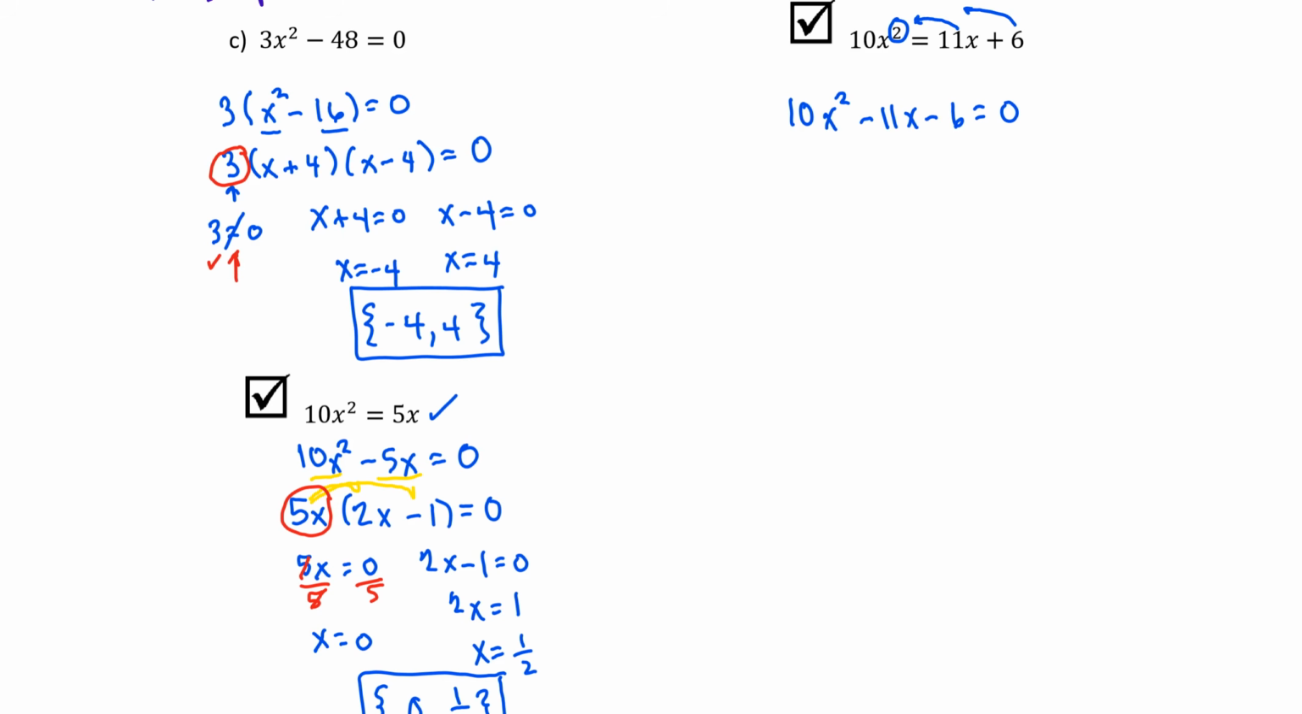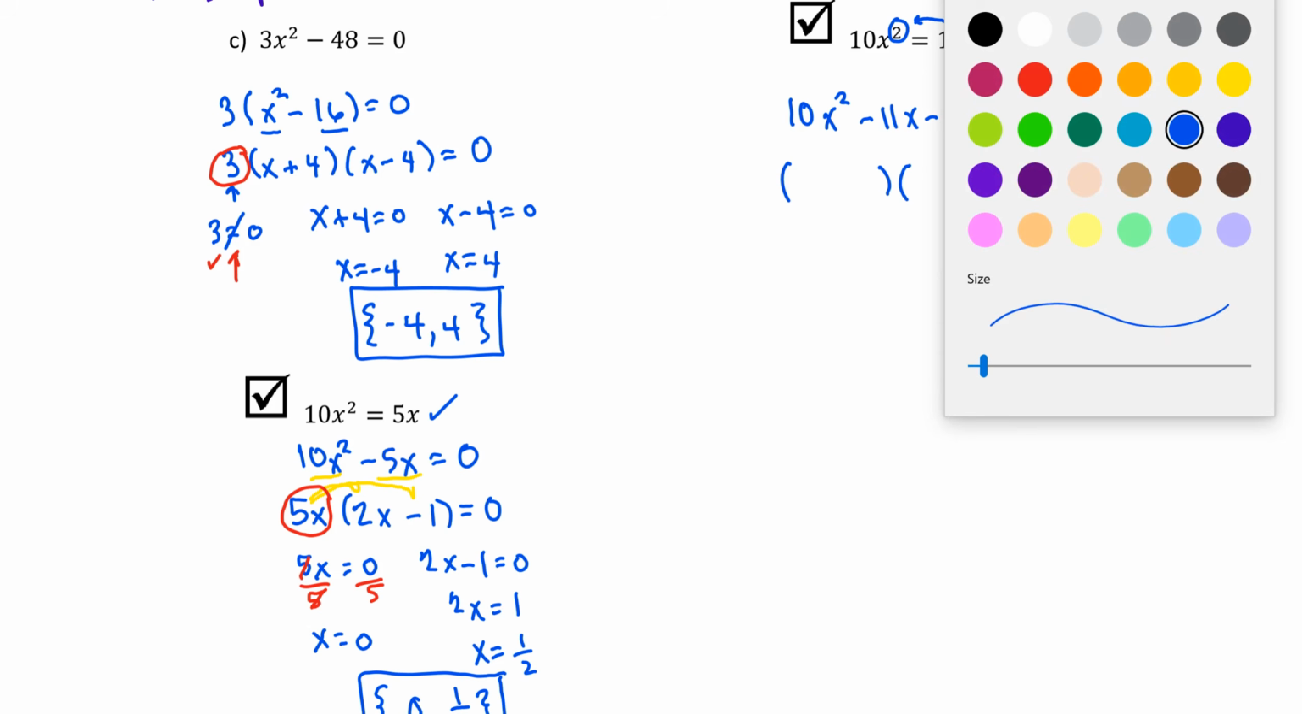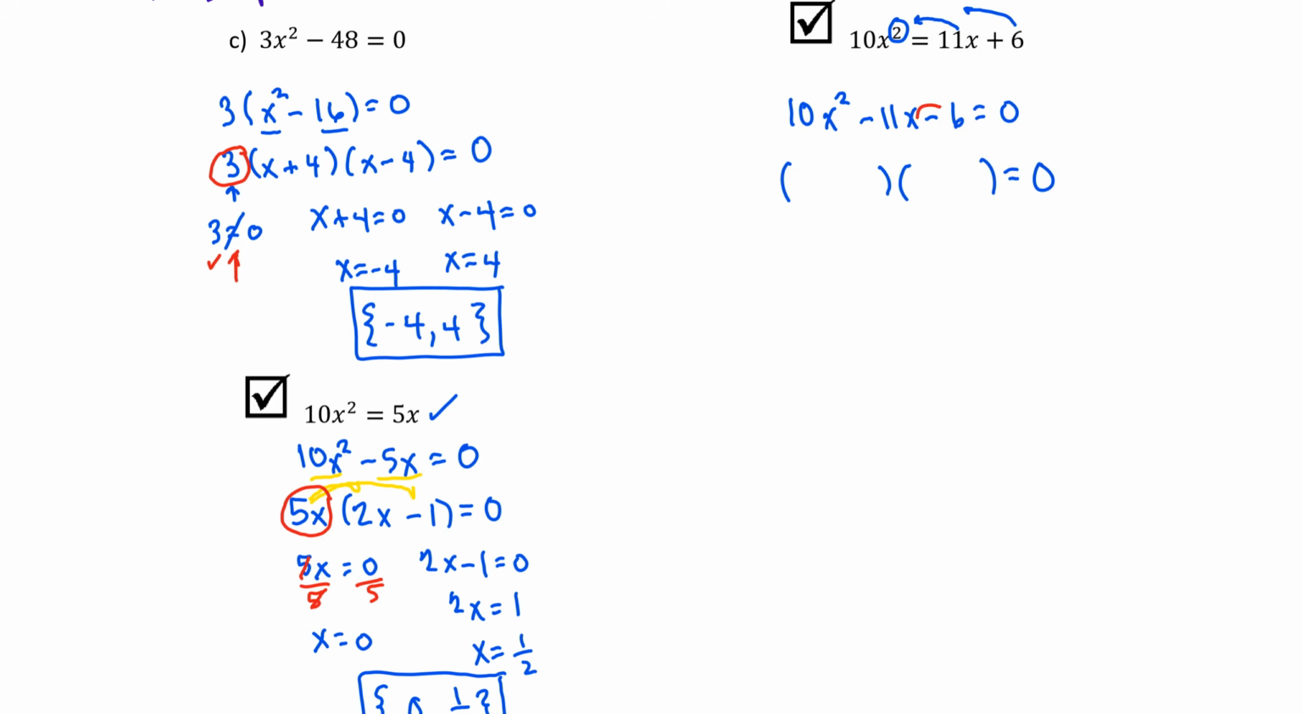Next, we need to work on factoring this. This is one of our more challenging factoring problems because we have a leading coefficient not equal to 1. So before we jump into figuring out the numbers, let's figure out our signs. If I look at this last one first, because it's negative, the signs of our binomial factors have to be different. One's going to be positive and one's going to be negative.